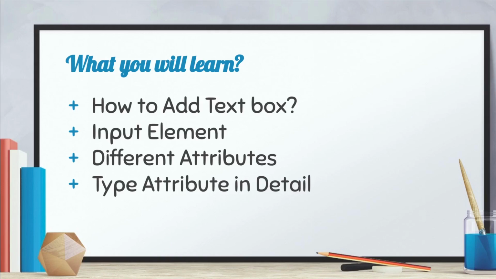In the previous tutorial we have seen how we can add different types of list in an HTML page. Now in this tutorial we will see how to add a text box in your web page. For adding a text box we use the input element. Along with the input element we will see different types of attributes supported in the input element, and one of the most important attributes is the type attribute. We will see that attribute in detail.